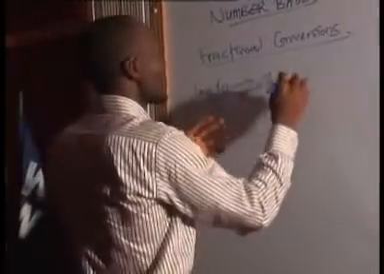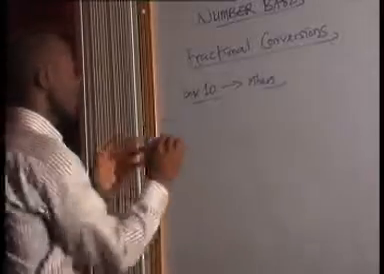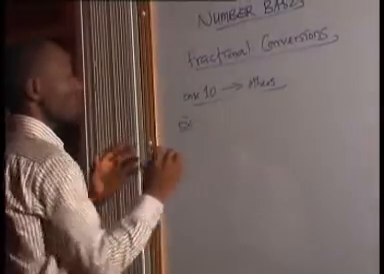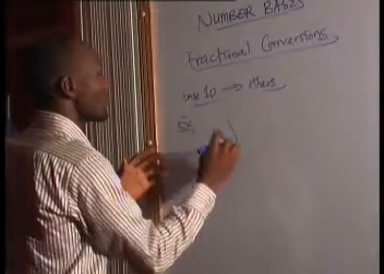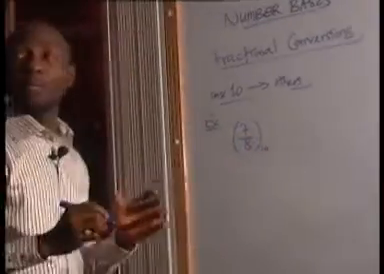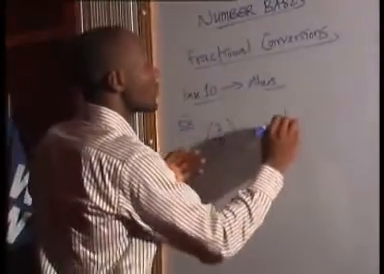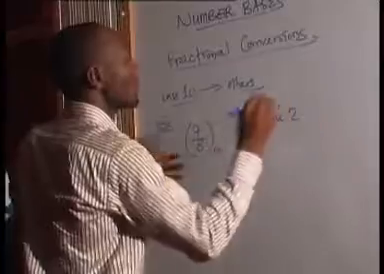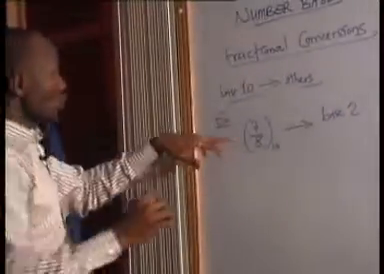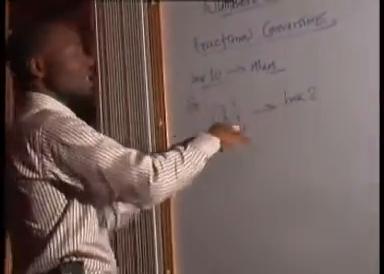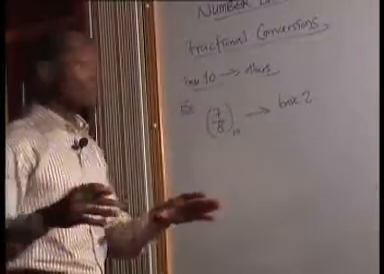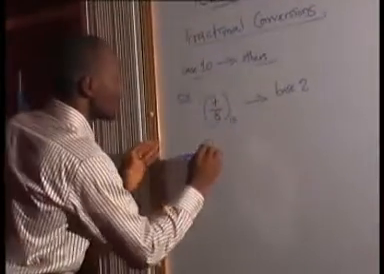Let's use base 2, base 10 to binary. The first example we'll consider is 7 over 8, and this is in base 10. We are told to convert it to a number in base 2. You pick 7, change it to base 2, then you pick 8, change it to base 2. Very easy.